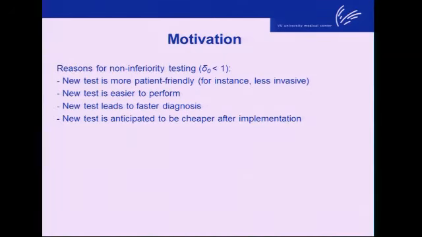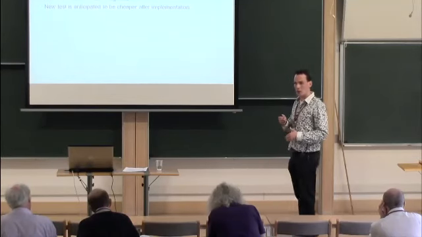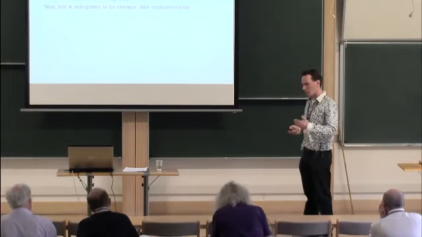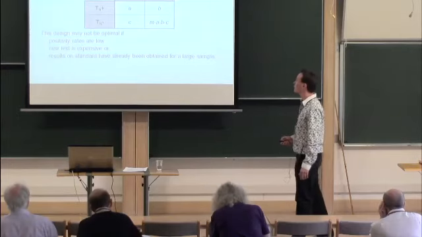And there are some reasons for testing for non-inferiority and allowing delta not to be smaller than 1. The new test may be more patient-friendly, easier to perform, non-invasive. It can lead to a faster diagnosis, or it is anticipated to be cheaper after implementation. Whereas in the design phase we assume that the new test is more expensive, which is typically the case if it's not yet implemented.